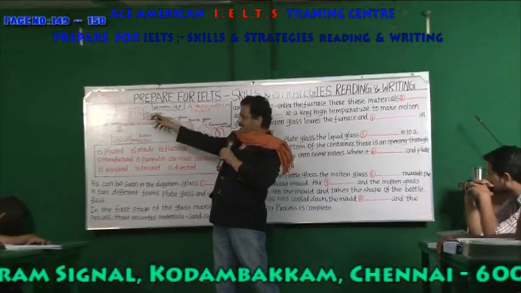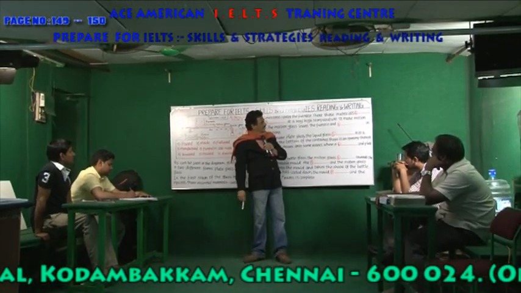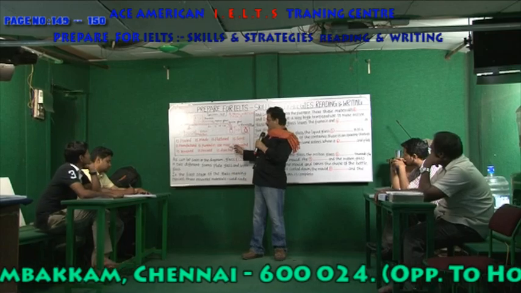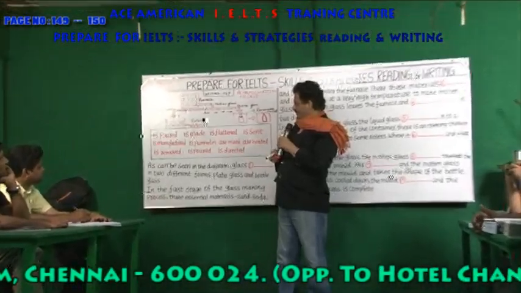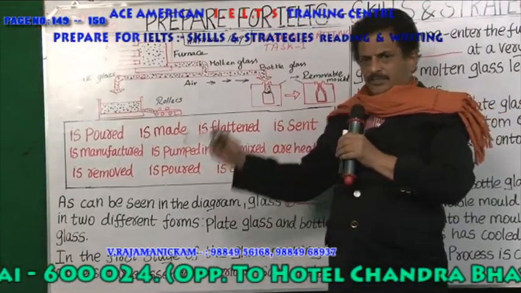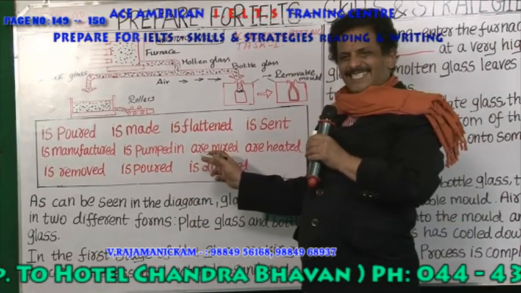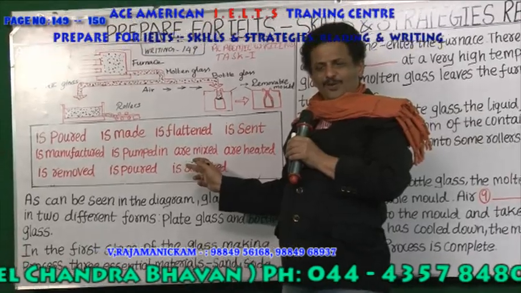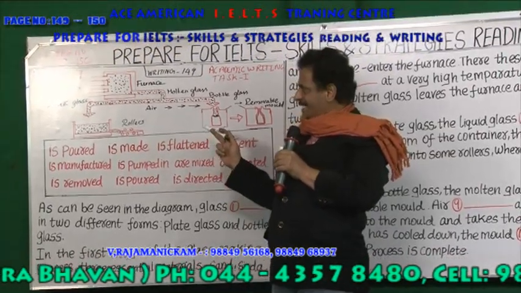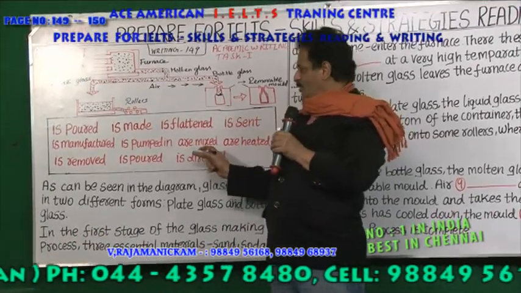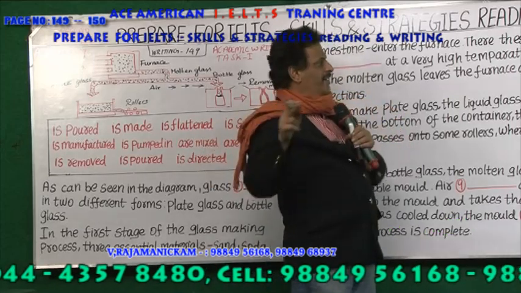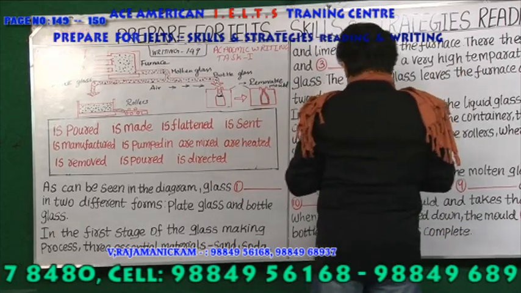All these things are mixed, of course. These three materials, number two, what is the correct answer you can choose? Are mixed. So, you are using "are mixed." Why are you using "are"? Because it is plural. Sand is there, soda is there, limestone is there. So, the answer here is "are mixed."